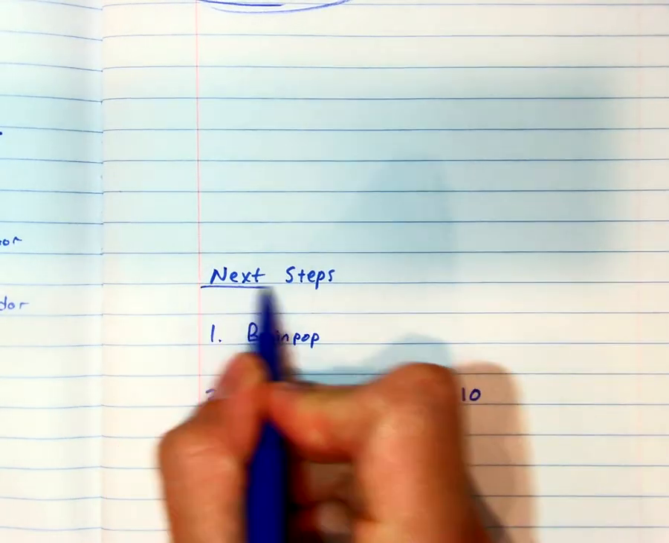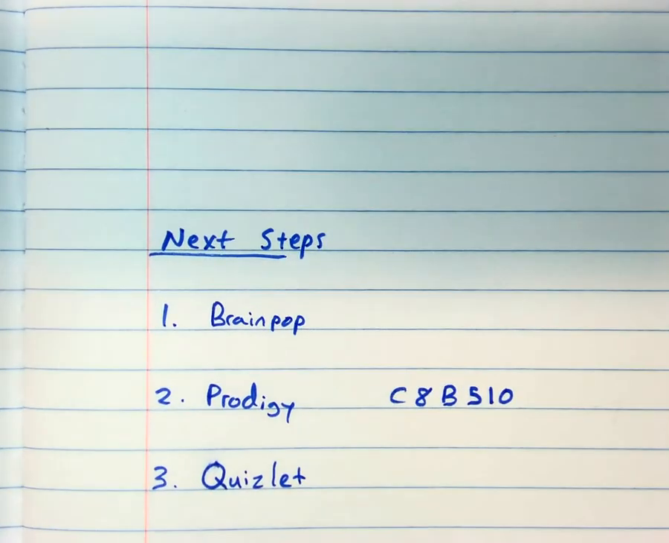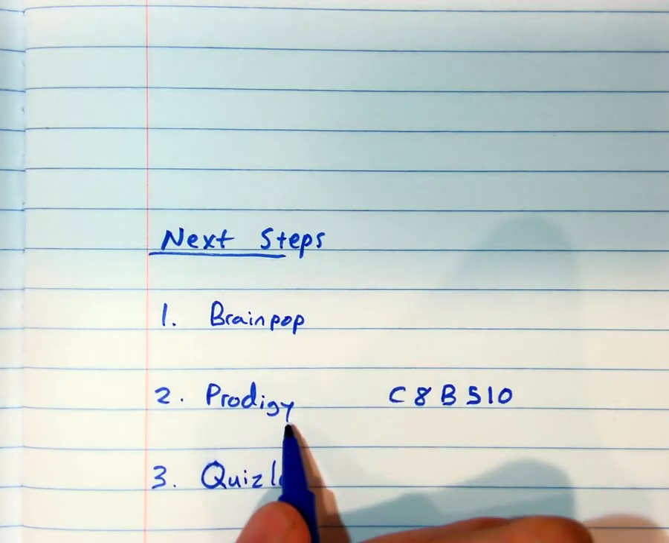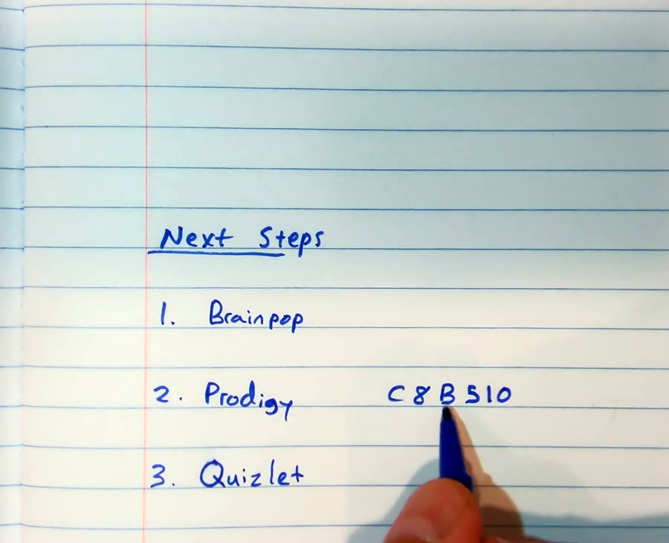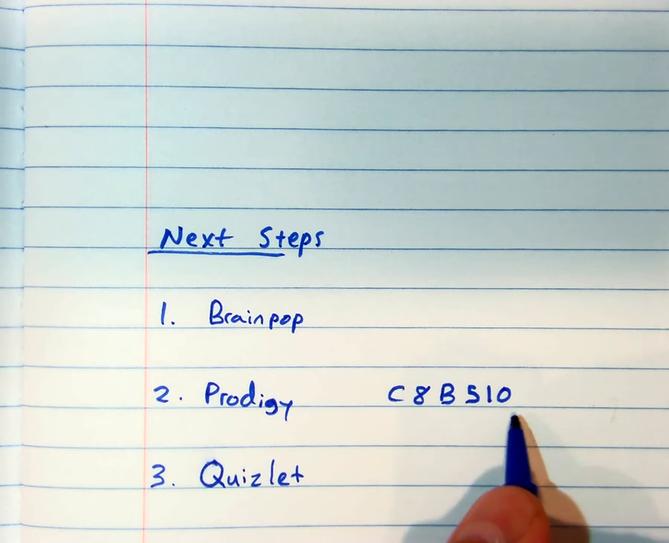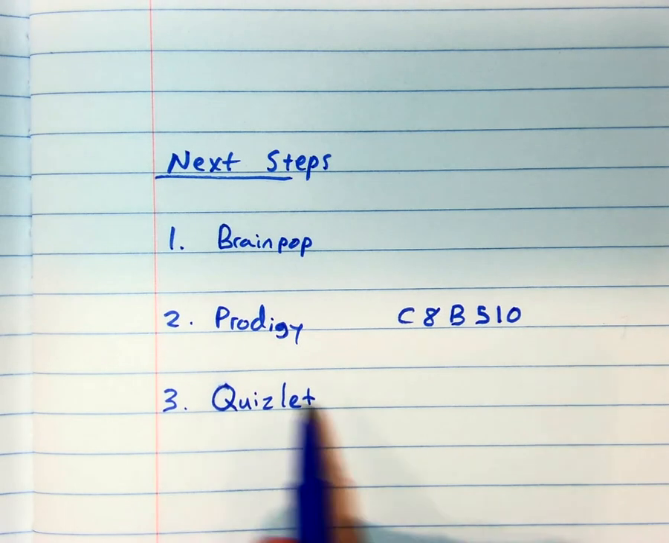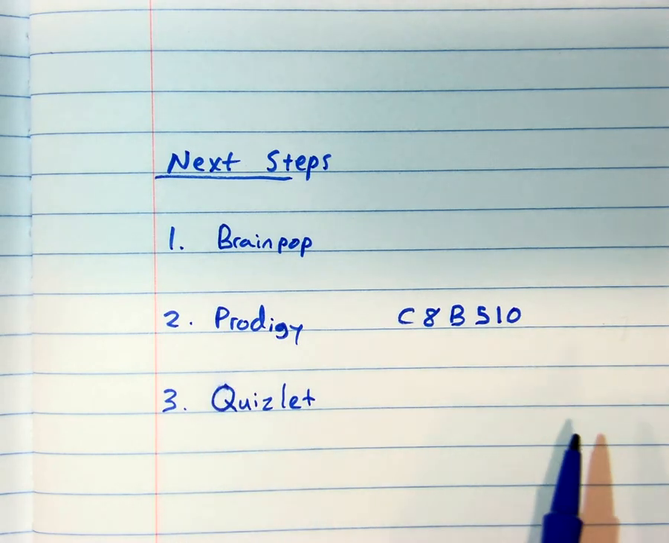Today's next steps, I'm going to have you go into BrainPop and log on using the username and password that I'm posting on Google Classroom. The next thing I'll have you do, for those of you that haven't been there yet, is go to Prodigy and join my class code, C8B510. The last thing I'm going to have you do today is go to Quizlet. I have a set of vocabulary terms related to the next 4 weeks that I want you to check out. All of these links will be found in your classroom assignment for June 15th.